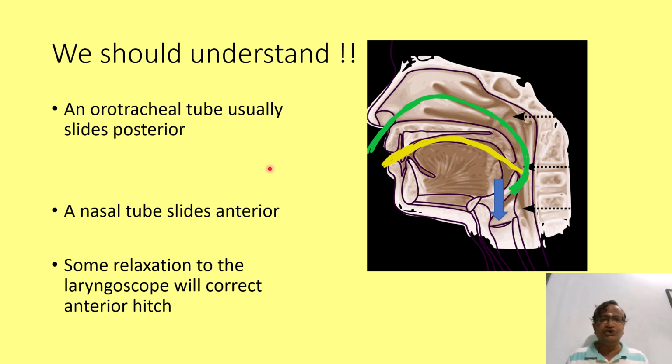An orotracheal tube usually slides posterior, toward the esophagus. A nasotracheal tube usually slides anterior. This is very simple. Sometimes if you relax the laryngoscope, it will correct the anterior hitch. You are not pushing the laryngoscope too much, just relax it. The tube will automatically correct the anterior hitch and go into the larynx.